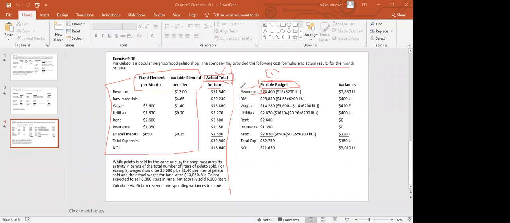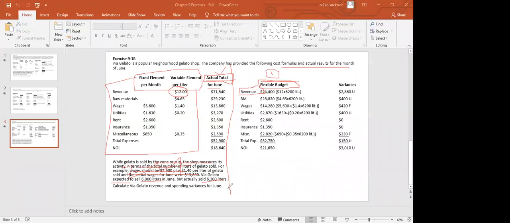Okay, so now let's create the flexible budget. Revenue. What's the function? Revenue is $12 per liter. How many liters? Well, let's see how many liters were sold. This is all explanation, which you wouldn't usually get in an exam. Via Gelato was expected, as a planning, to sell 6,000 liters in June, but actually sold 6,200 liters.